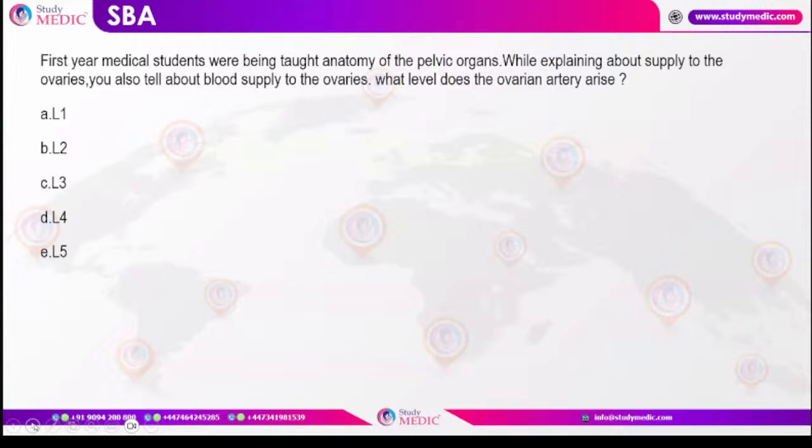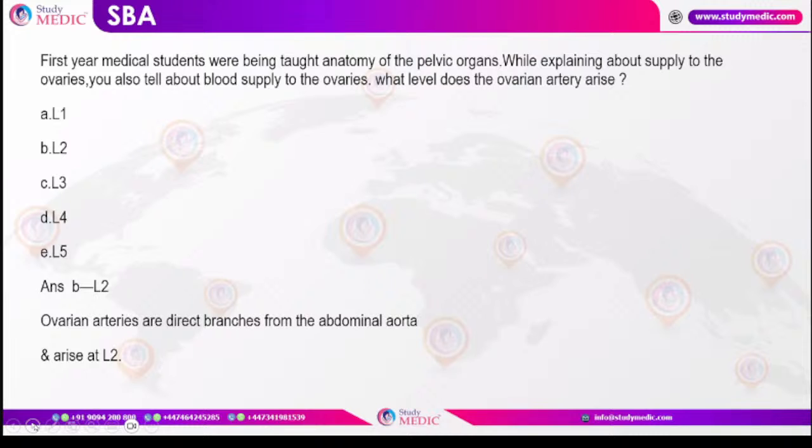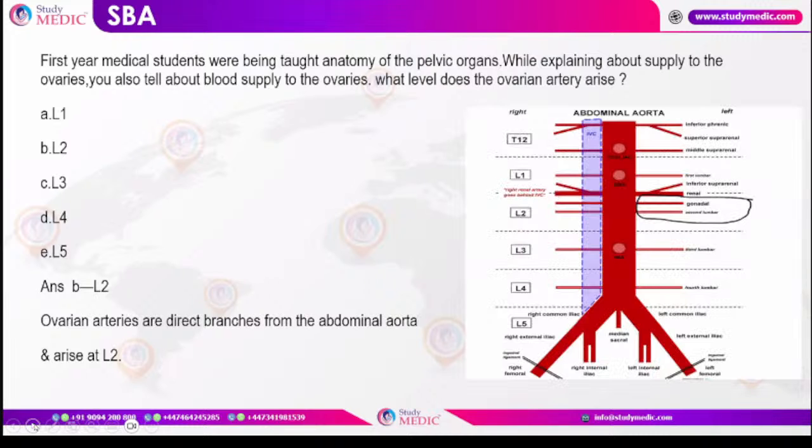The next question that could be, because it is related to the uterus, is at what level does the ovarian artery arise? Remember, it arises at L2. It is not only the ovarian, it is in general the gonadal arteries. So even the testicular arteries, if they ask you, it arises from the level L2. Okay, this is the pictorial representation.